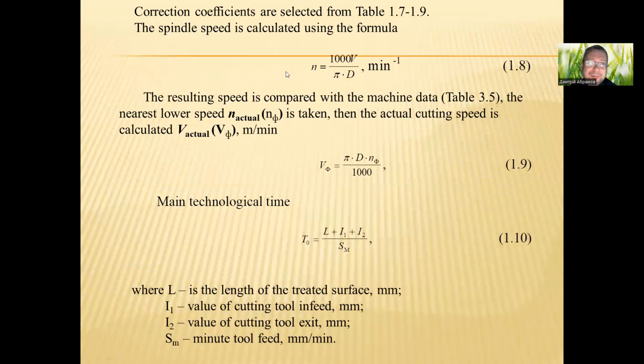Correction coefficients are selected from tables 1.7, 1.9. The spindle speed is calculated using formula 1.8. N is equal to above the line 1000 multiplied by V, it's cutting speed, and under the line pi multiplied by D, it's diameter of cutting tool.